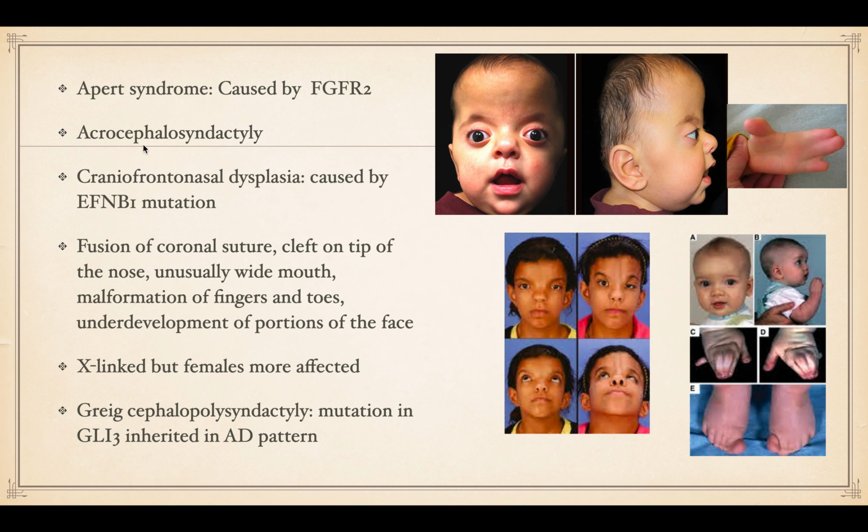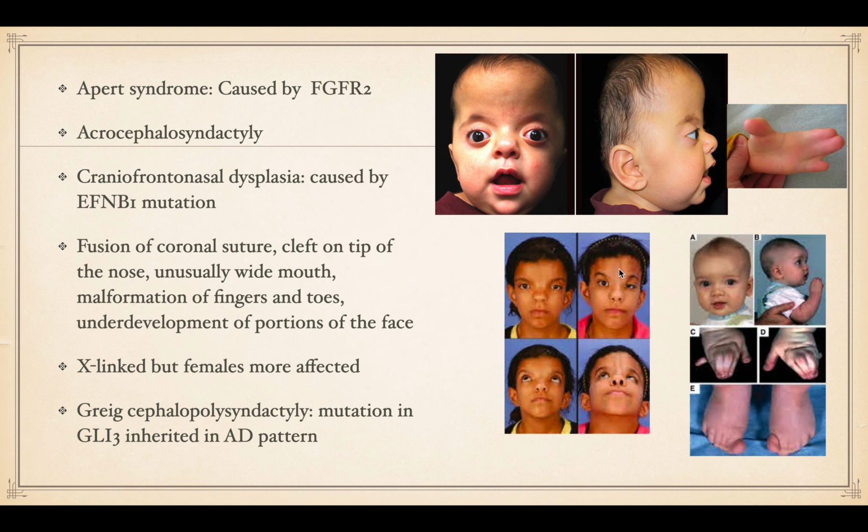associated with acrocephalosyndactyly. So that means that the coronal suture has fused early, and then there's going to be fusion of the digits. And then the craniofrontonasal dysplasia is caused by an EFNB1 mutation. This is also going to be caused by a fusion of the coronal suture. There's going to be usually like a cleft down the center of the face.